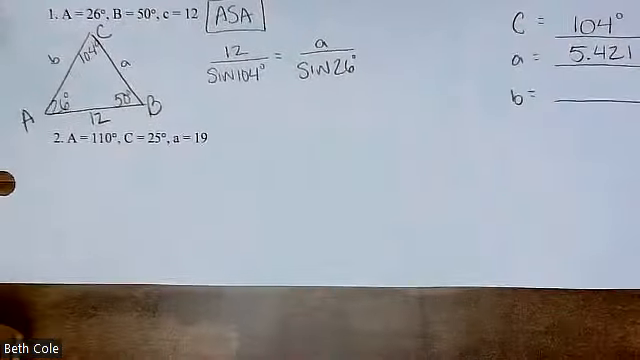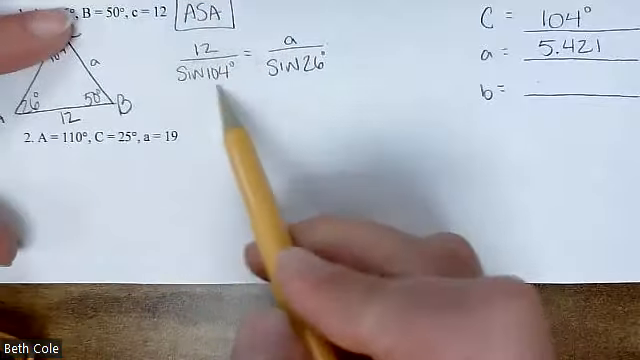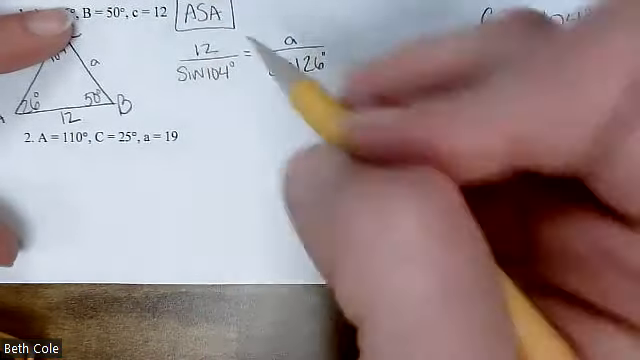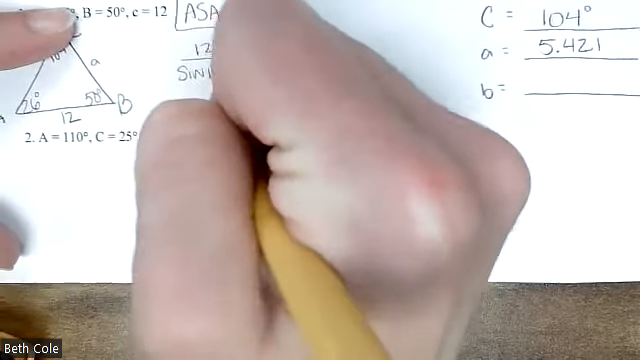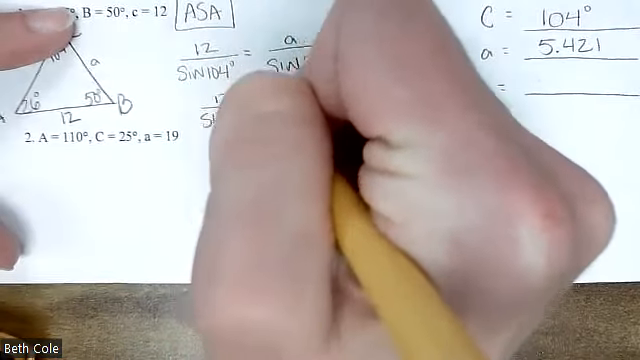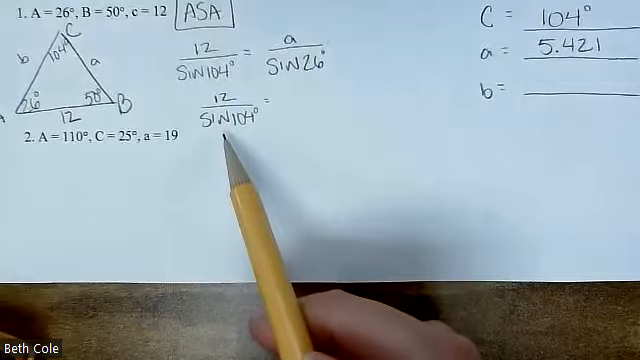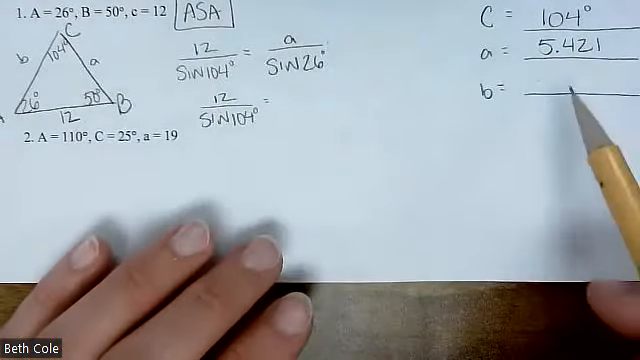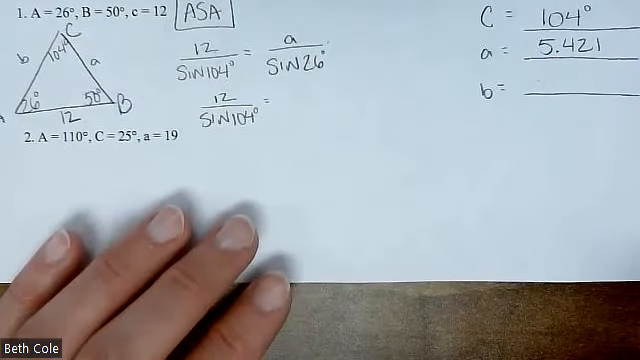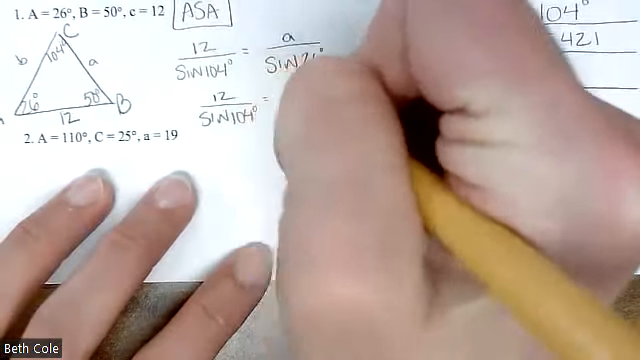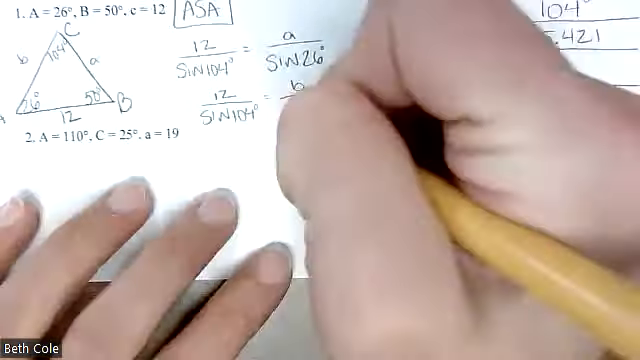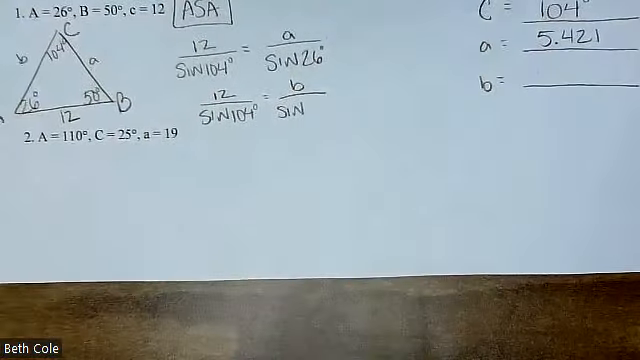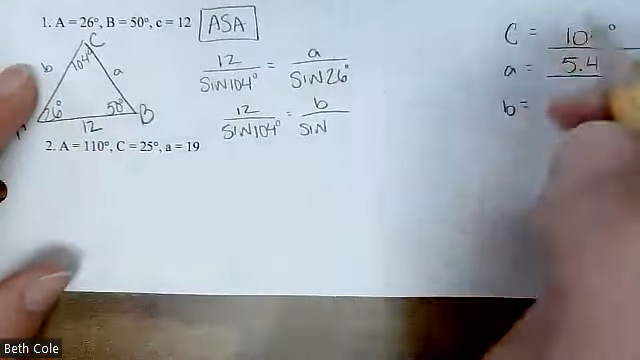Okay? Now, when you go to set up to find the last one, it starts the exact same way. 12 over sine 104. That didn't change because we're still doing the same problem. So just copy that down. And then on the other side, what's the last thing on our list here? Little b, baby b. So it'll be b over sine of, what is across from b? 50.